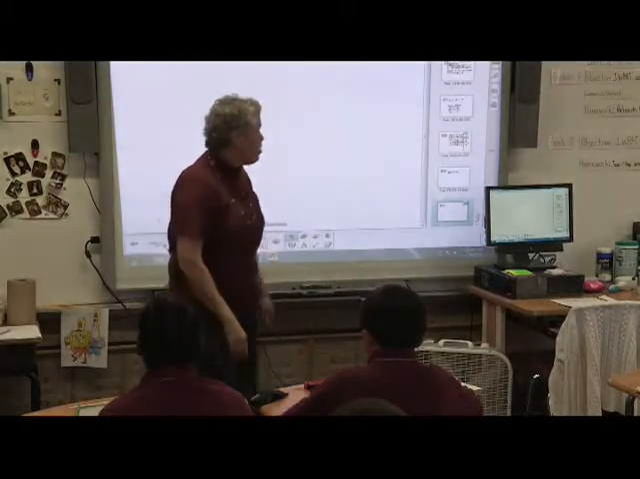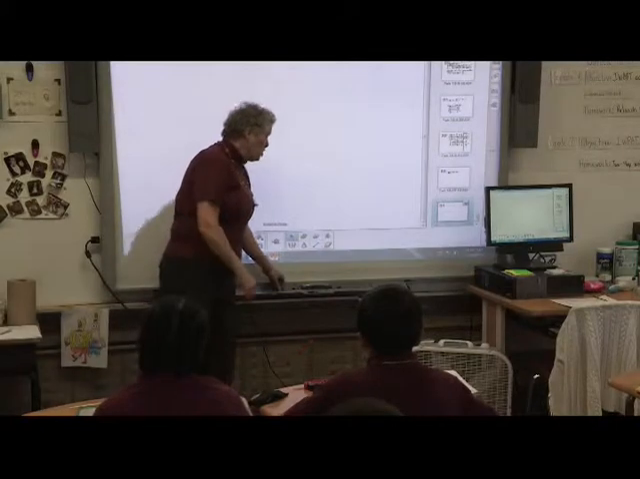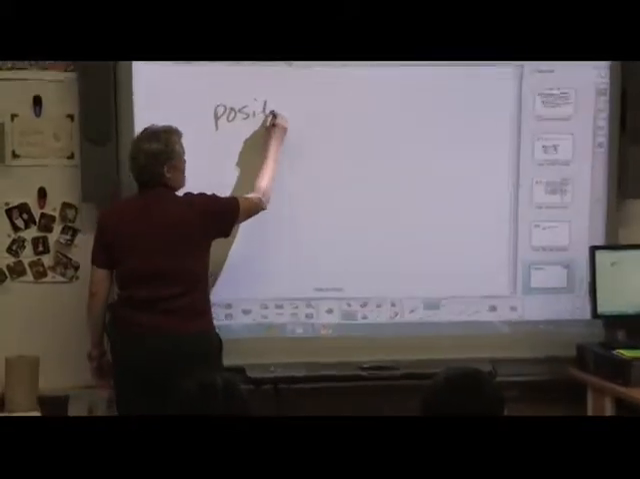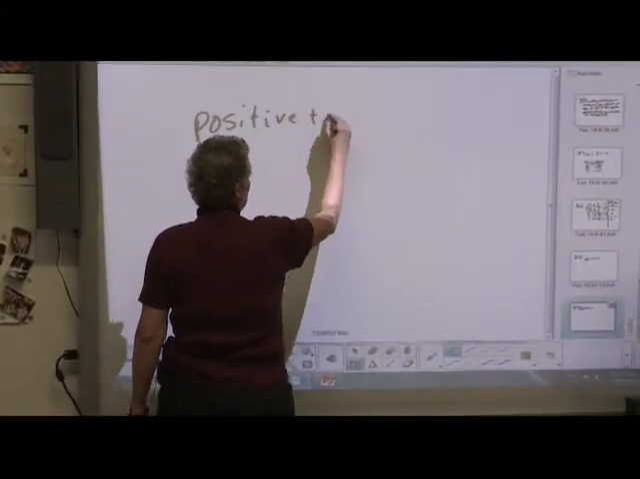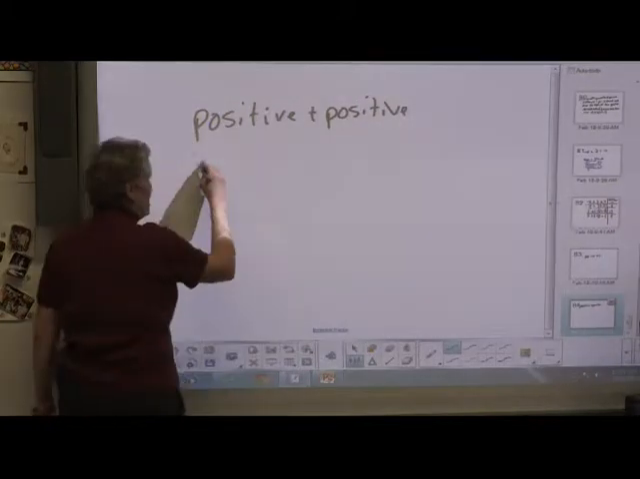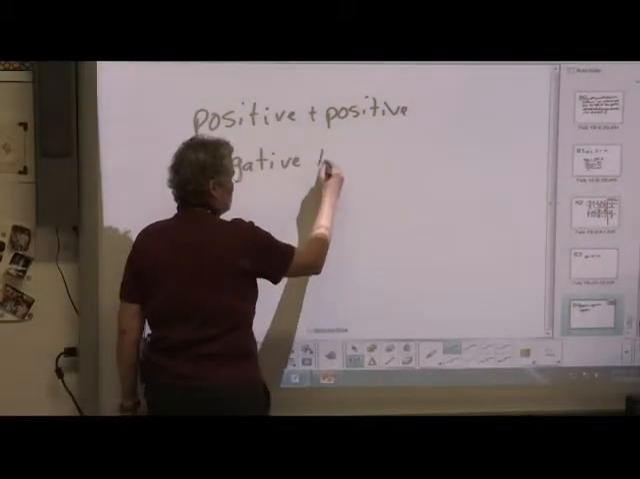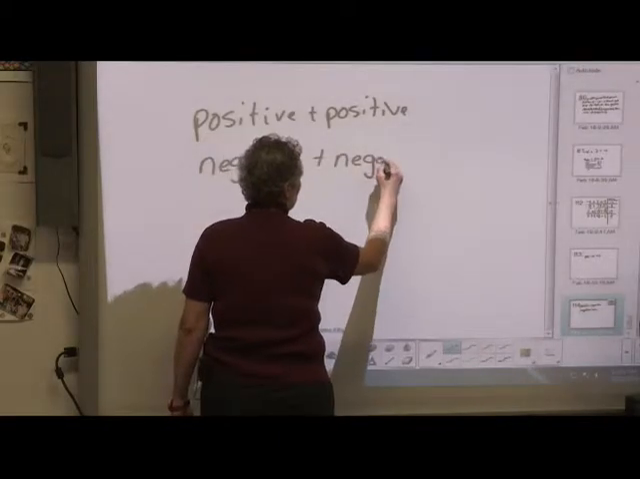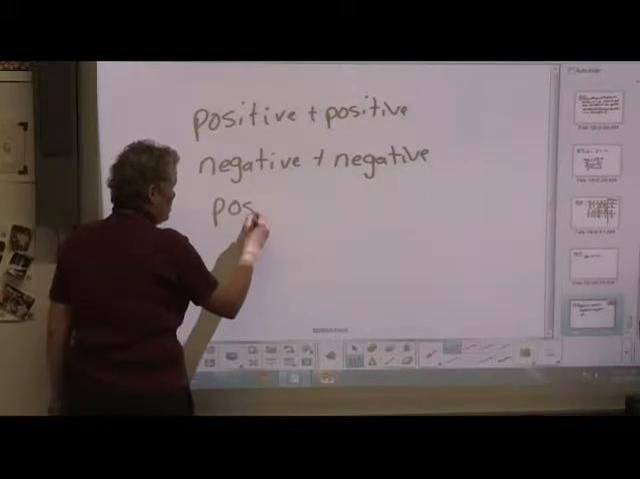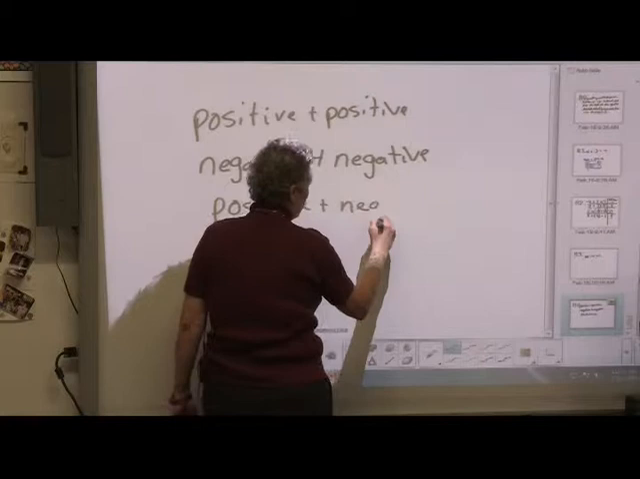So first we're going to start with adding positive and negative integers. And this is what we're going to be doing today. Positive plus positive. Then we're going to work on negative plus negative. Then we're going to work on positive plus negative and negative plus positive.